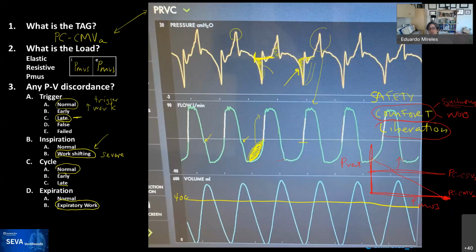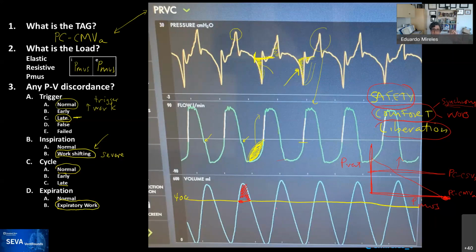This is one of those waveforms that when you're walking by, you cannot let go. You have to grab the RT and bring them to the bed, and with the RT try to solve this puzzle, because otherwise this is a patient that is working really hard. And if your goal was safety, which is gas exchange and prevention of ventilator-induced lung injury, this patient is not achieving your goal on prevention of ventilator-induced lung injury.